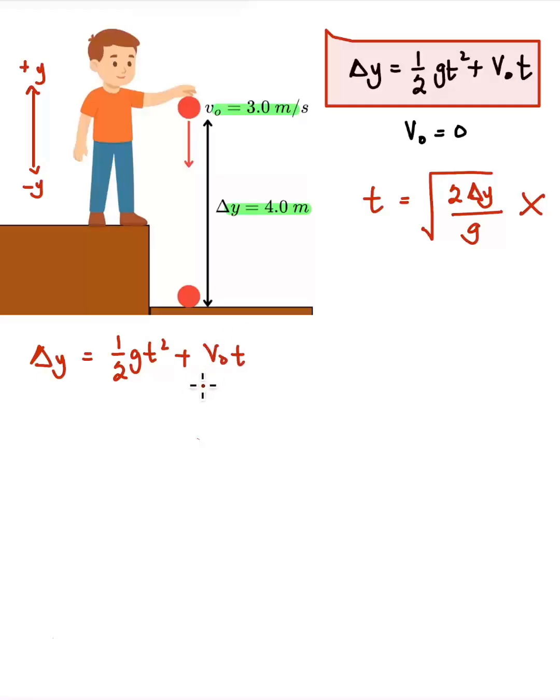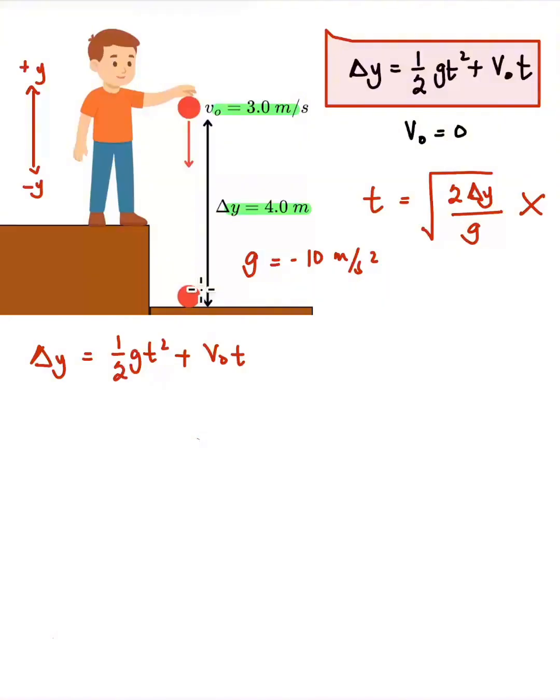This term doesn't go to 0 because the v naught is given to us as 3.0 meters per second and it is pointing downwards, so that is going to be negative. The displacement, delta y, is also going to be negative because it is pointing downwards. We are going to take acceleration due to gravity, which is also pointing downwards, to be negative 10 meters per second squared. So let's look at how to solve this problem step by step.